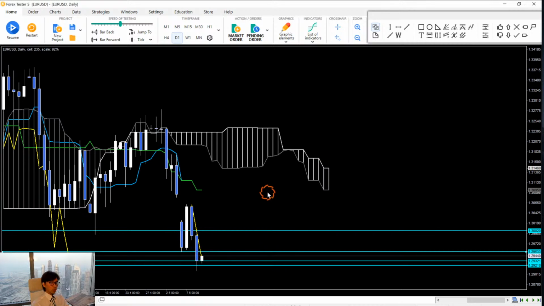And simply you wait until the Kumo points down and Kijun Sen points downwards, and then you come back to lower time frames and look for an entry chance again. So this is actually my trade strategy.